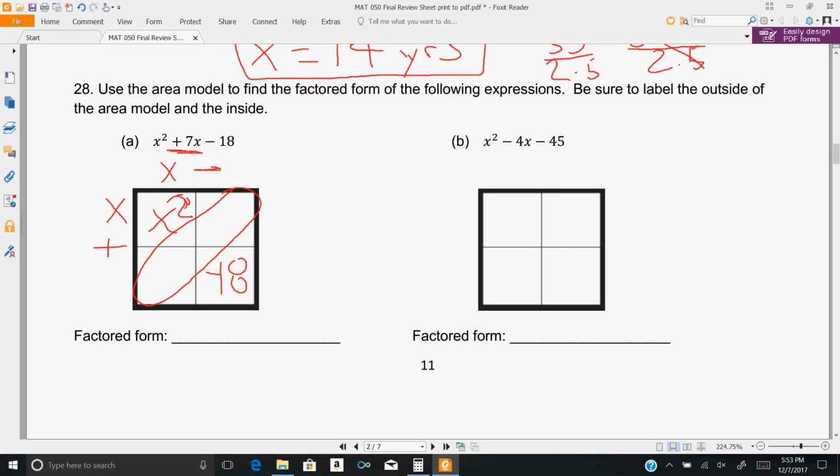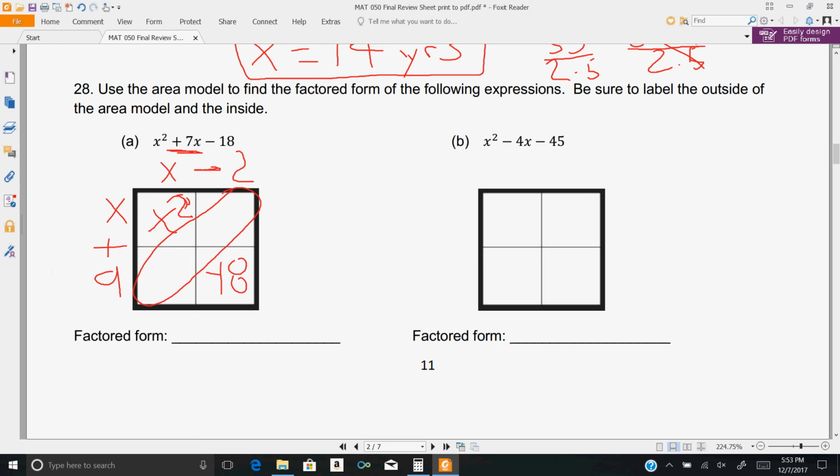Let me try 2 and 9. There again, I want the larger number to be positive, so I would try negative 2 and positive 9. If I add those two together, 9x plus negative 2x is going to give me 7x. So that's the one I want. So I do minus 2 and plus 9.